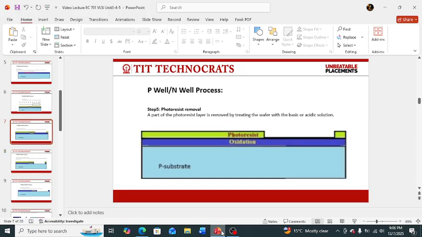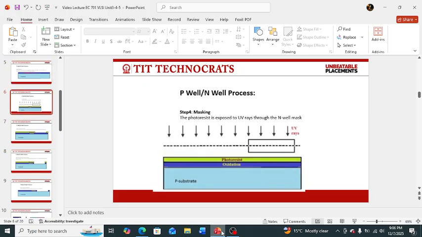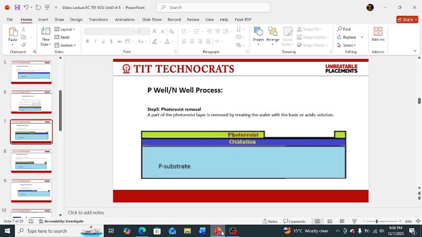Part of that layer is masked, as shown in this figure, and ultraviolet rays are passed over it. Wherever the ultraviolet rays react on that photoresist layer, that portion becomes hard, and wherever the mask appears, the ultraviolet rays will not react on that photoresist layer. So that particular layer is softened.